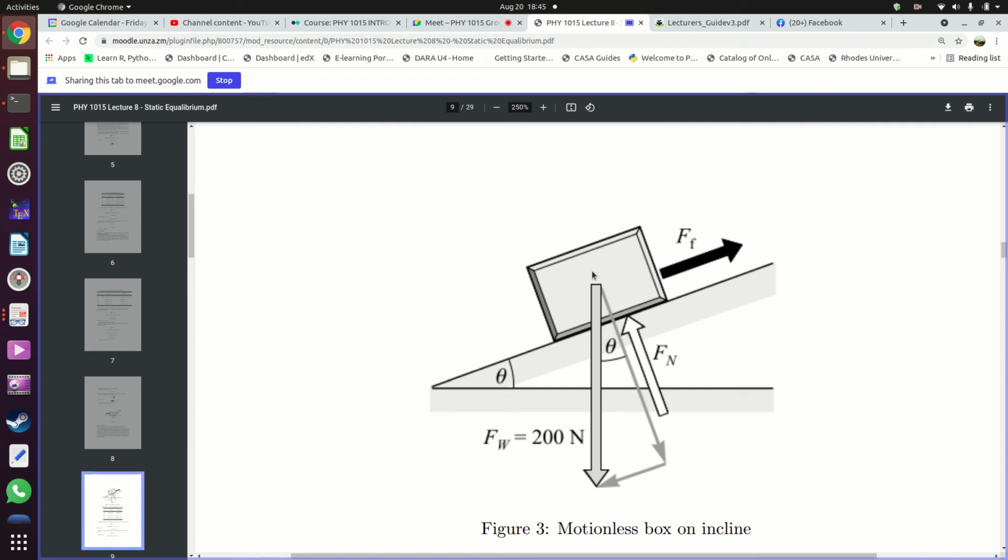Now, we are told that this box is not moving. Are we clear? This is a motionless box on an incline. So this box is experiencing what is referred to as static equilibrium. You always have to make the distinction with what kind of equilibrium is there. In this particular case, we have static equilibrium. The question is, who is not supposed to move? You always need to identify which guy is supposed to be in equilibrium. In this case, it is the box.